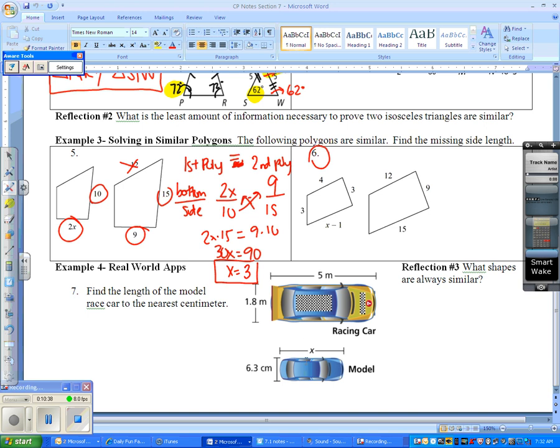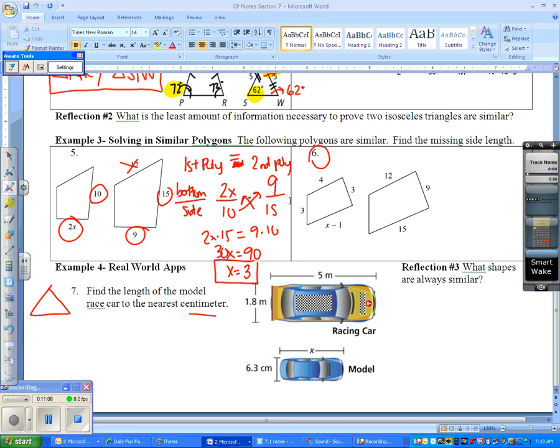Okay, number 7, real-world application. You guys see models every day throughout your life and throughout your day, and models obviously are proportions and scaled-down versions of the real thing. For example, in Vegas, the Luxor Hotel, which we've talked about a couple times, or the Eiffel Tower, isn't exactly the same size as the real thing. So they use proportions to scale things down or up. And number 7 says find the length of the model race car to the nearest centimeter.